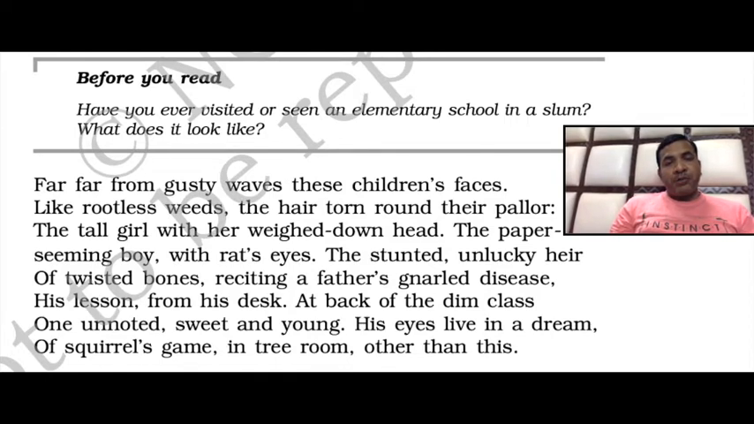So further the poet tells you that at the back of the dim class, so dim class is a representation of poor infrastructure facilities. So at the back of the dim class, there is one unnoted, sweet and young child. There is one unnoted child who is very sweet and young. So why is he unnoted? He is partially unnoted on account of his own carelessness, that he himself does not come up to the teachers, and partially he is unnoted on account of the indifference of the teachers.